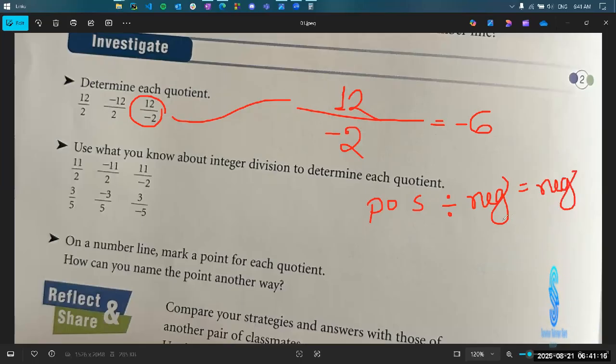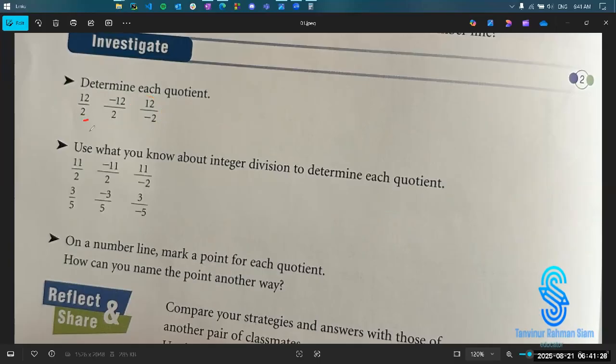So we have shown these particular tasks in our sign rules format, and we have also got every answer. So what were the answers? The first answer was 6, then the answer was -6, and then the answer was -6. So we have determined each quotient, right or not? Right. So have you written it down in your copy? Yes. Okay.